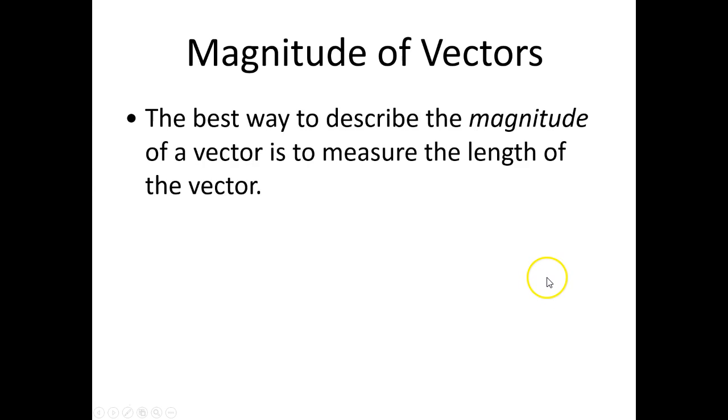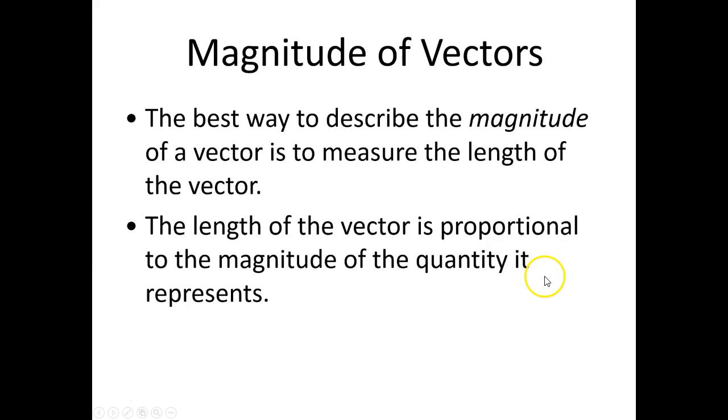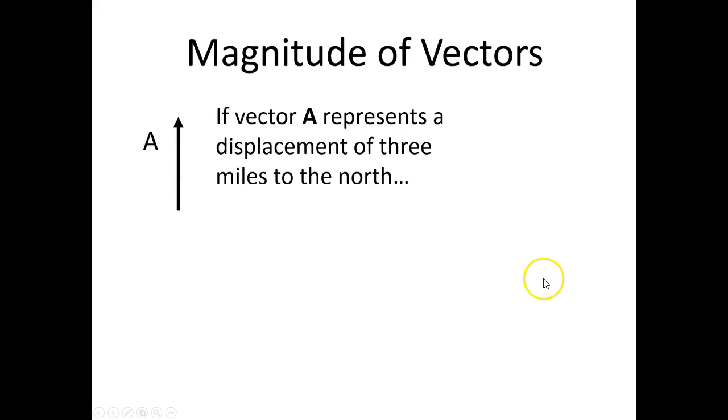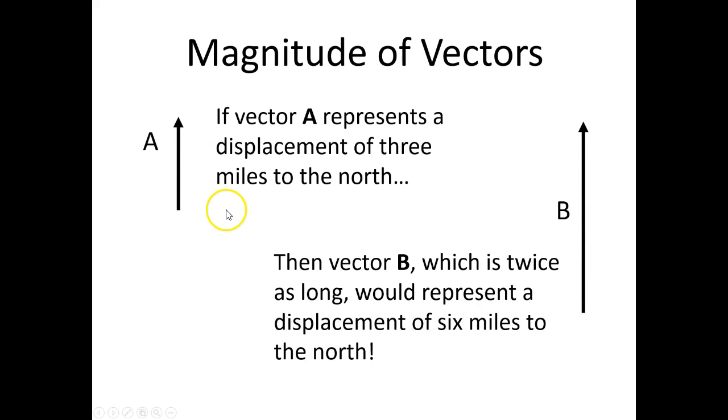The magnitude of a vector is really just the length of the vector. That length is proportional to the magnitude, and so if I want to look at this vector A, I have a displacement of 3 miles to the north. If I have B and it's twice as long, then we would say that that represents 6 miles.